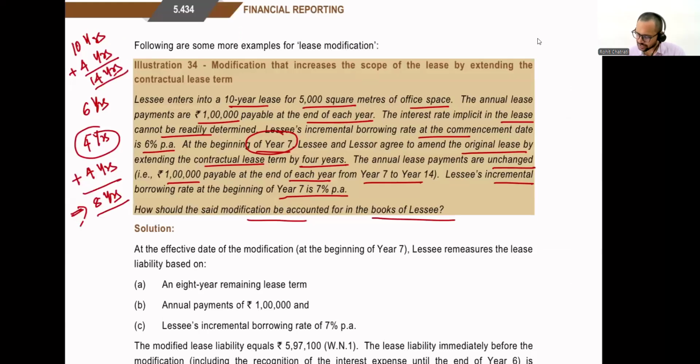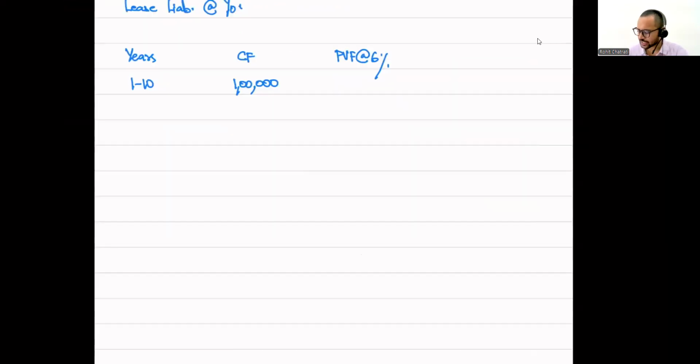All right, we start by calculating lease liability at year 0. At the date of commencement, what is the lease liability? We have years 1 to 10. Cash flow was equal to 1 lakh per annum. We had the present value factor given as 6%. The question gave the discount rate to be 6% at the time of commencement of lease. So we have present value factor at 6%, and we then have discounted cash flow.